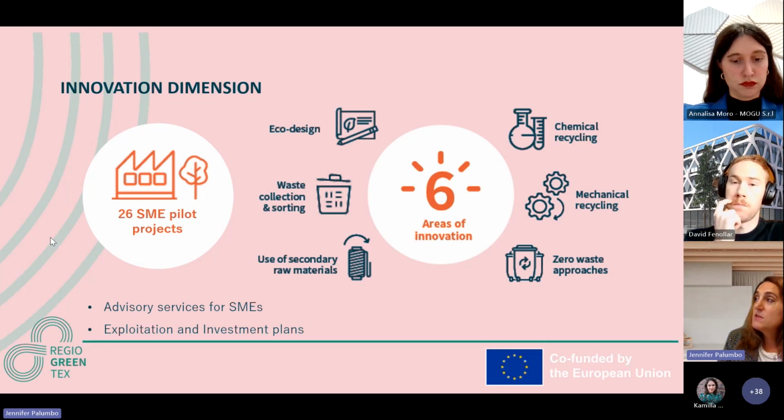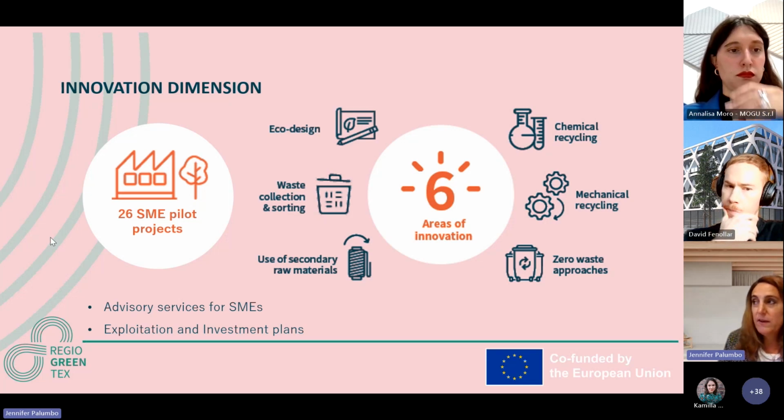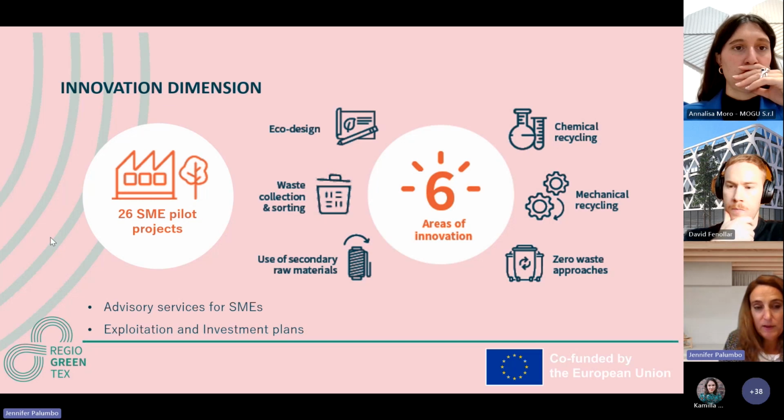But then there's chemical recycling, so in the sense, once, let's say, the textile has finished its cycle of life, then it can be recycled and go back to having a high value. There's a mechanical recycling, and there's the zero waste approaches, which again are quite an important element.